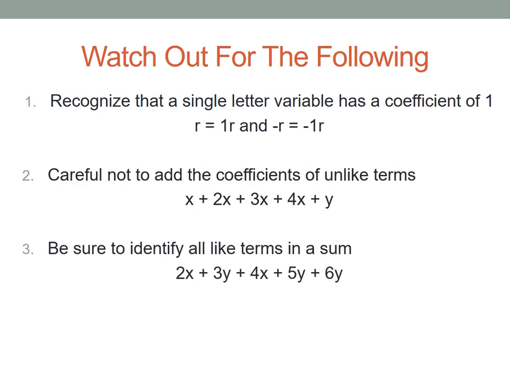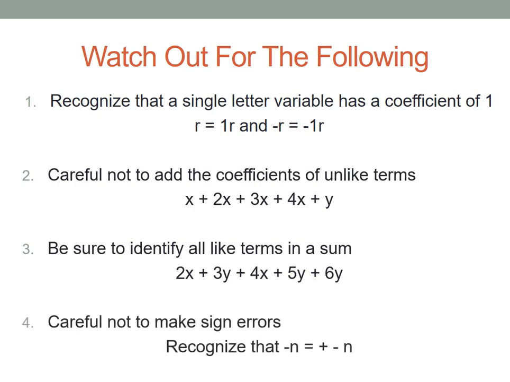All right, number 3, be sure to identify all the like terms in a sum. So here we've got a 2x, we've got a 4x, so we're going to add the x family together. And we would get 6x. And here, we've got a y family member, a y family member, and a y family member. Sometimes people might just add these two, the 2x and the 4x, and then the 3y and the 5y, and they might forget the 6y. Don't leave any terms out. Make sure you identify all of them.